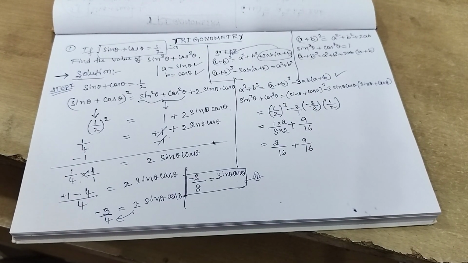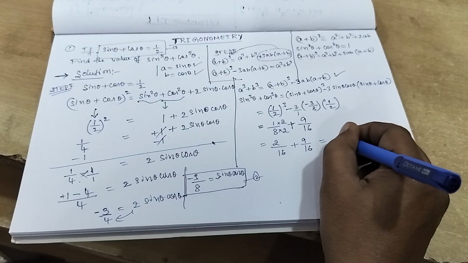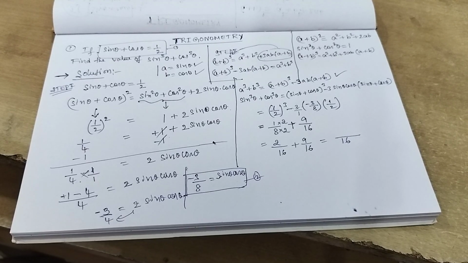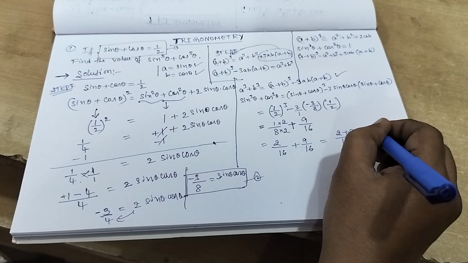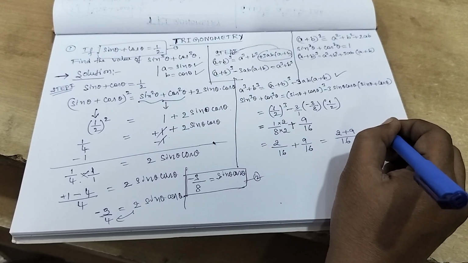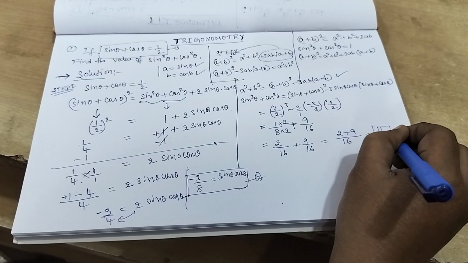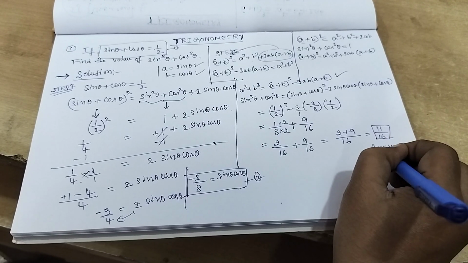So now we can see the common denominator. So the common denominator is 16. So let us write 16. When you have the common denominator, we write the same number. When you have different denominators, we take the least common multiple. Now in the numerator, we have 2 plus 9, so we add the numerator. 2 plus 9 is 11. So 11 by 16. So we get the answer 11 by 16 is the solution for the given question.